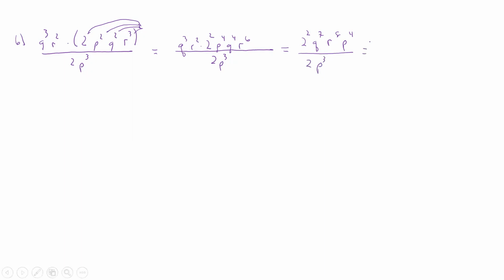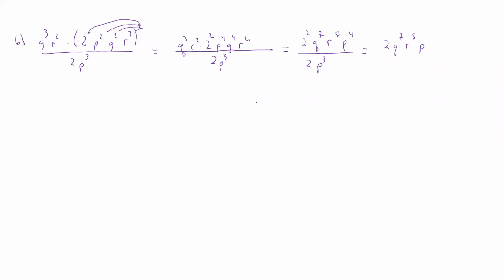All right, so now we have 2 in the numerator and denominator. So the 2 is going to be 2 minus 1, which is just 2. So we just have 2. Now our q stays the same. R is going to stay the same. Now we have p to the 4 minus 3. So 4 minus 3 is 1, so that's just going to be p, and so that will then be our answer.